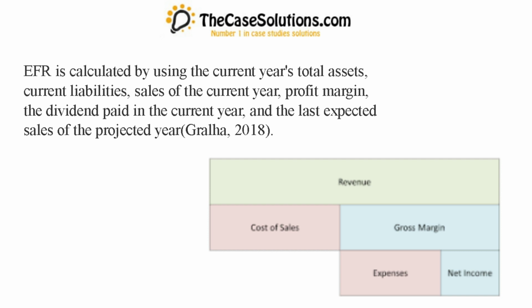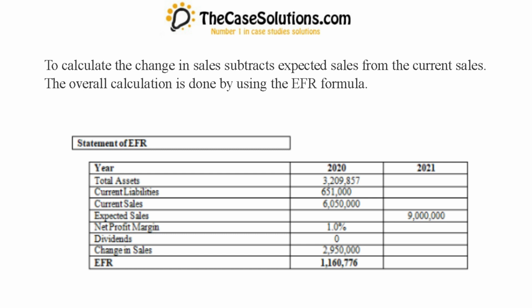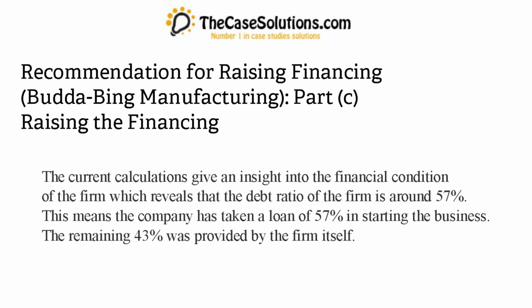EFR is calculated by using the current year's total assets, current liabilities, sales of the current year, profit margin, the dividend paid in the current year, and the last expected sales of the projected year, Gralha, 2018. To calculate the change in sales, subtract expected sales from the current sales. The overall calculation is done by using the EFR formula. Recommendation for raising financing, Budda-Bing Manufacturing. Part C. Raising the financing.